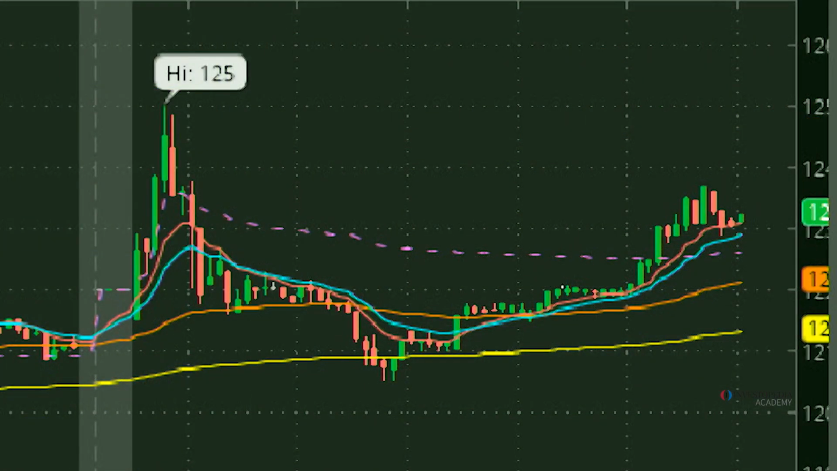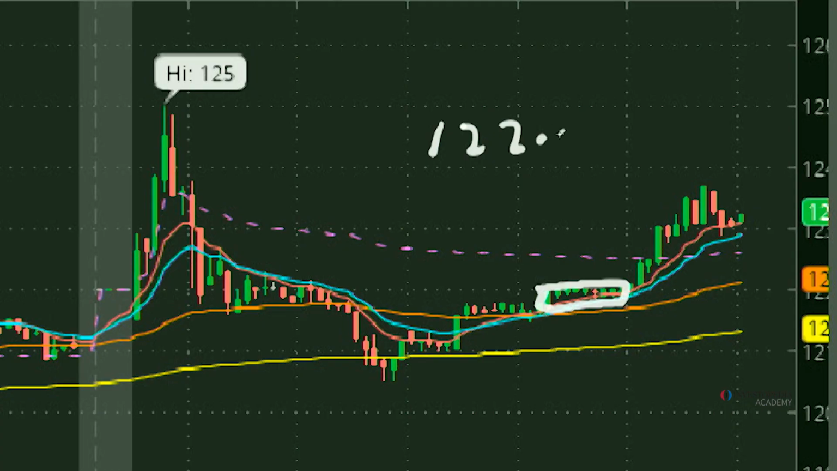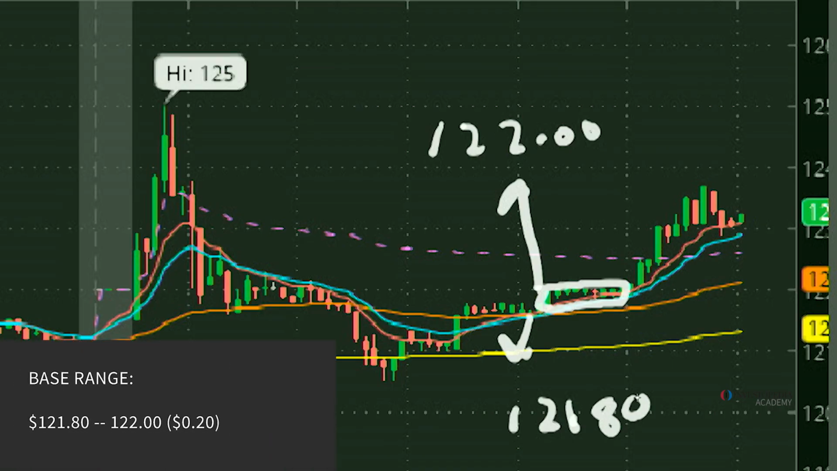So if we come over to the chart here, I am going to circle the point where this stock is in an absolutely beautiful base. All this time, as we can see in the chart. That is the actual definition of a base. Stock is going sideways for more than 30 minutes in a tight range. And what do I mean about a tight range? Well, we can see that the top of this range, let's call it $122. And the bottom of this range here is $121.80. That is perfect. This stock is trading in a nice tight range.